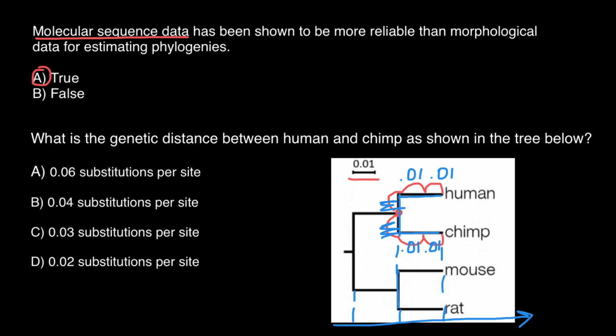But when we compare these two species, we have to add these numbers. So that means that these two species would be separated by 0.04 substitutions for this period of time. This is answer B. But what if we want to compare, for example, how humans and rats are related? Then in this case we have to take into account this distance here, here, and here.